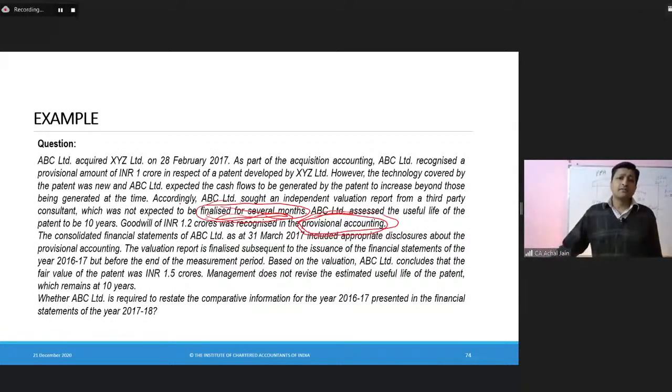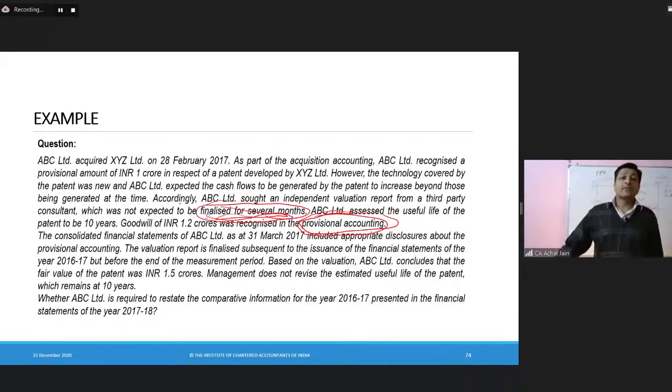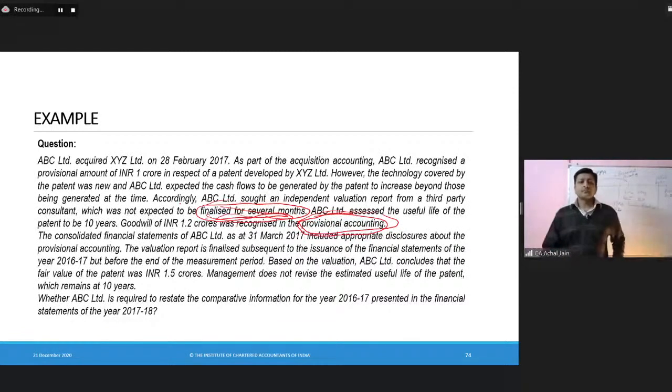Consolidated financial statements. Why are we saying consolidated financial statements? Because when ABC will do the accounting, including the financial statements of XYZ, it will be consolidated only. The consolidated financial statements of ABC as at 31st March 17, that means year end, included appropriate disclosures about the provisional accounting. Now that is very, very important. Subsequently, the valuation report got finalized, means after the closure of financial statements, the valuation report got finalized.